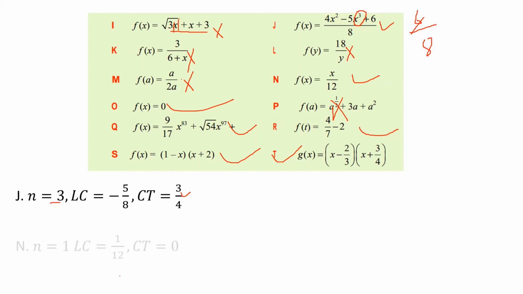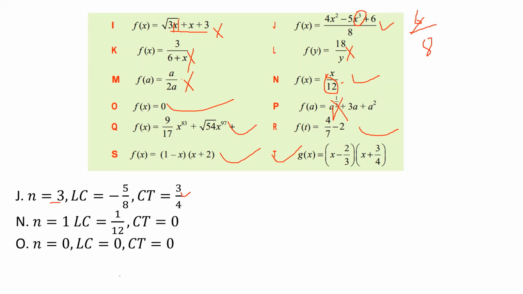So when we come to the next one, the degree is 1, x to the power of 1 only. There is no other degree here. And the leading coefficient is 1 over 12, and the constant term is 0 here.